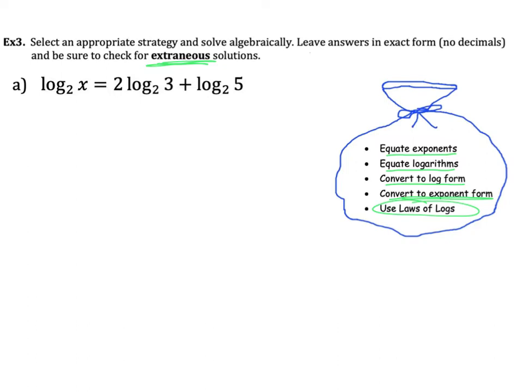We do not want answers in decimals. We want to have everything in exact form. Exact form means you can't get decimal answers. Well, you're not going to have a calculator anyway, so you're not going to be able to get decimals.